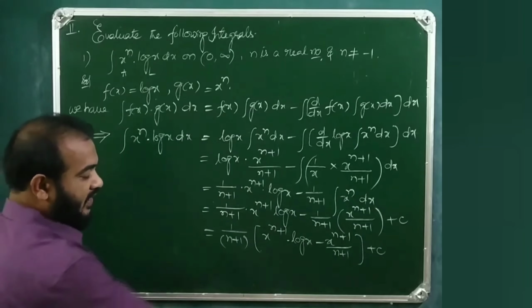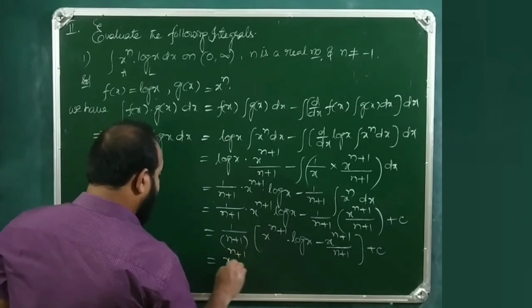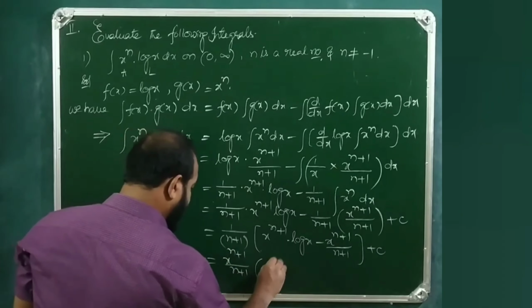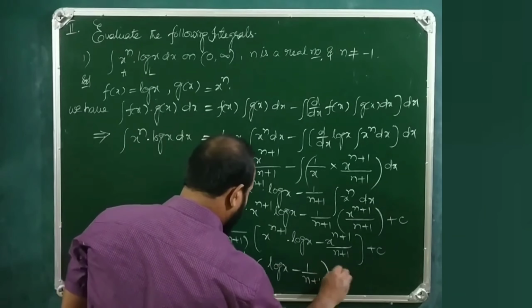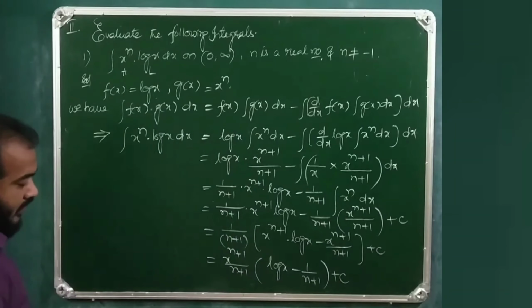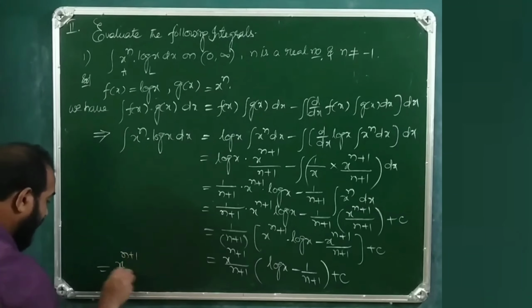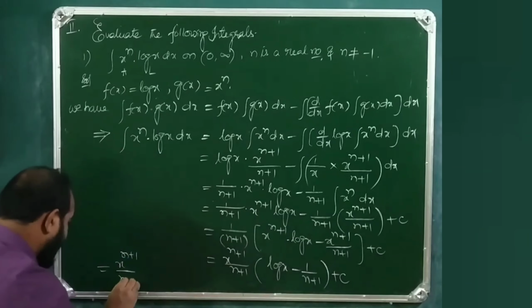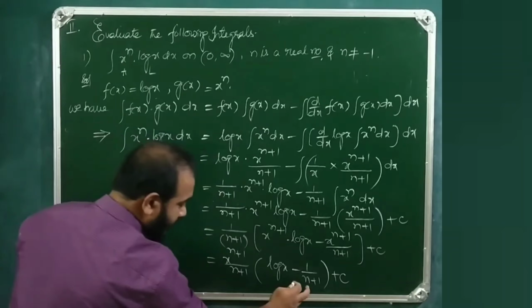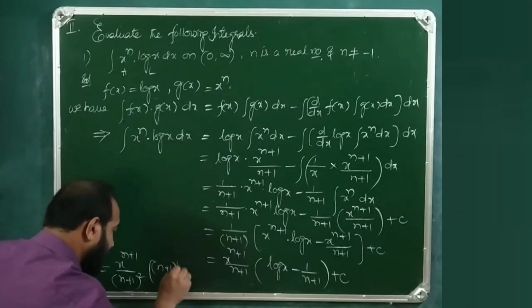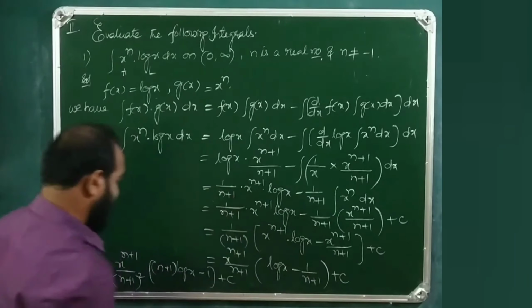So here we can even take x power n plus 1 common in both of them. Therefore x power n plus 1 by n plus 1 into log x minus 1 by n plus 1 plus constant of integration c. And if you take n plus 1 as LCM here, then we will get x power n plus 1 by n plus 1 into n plus 1, which is n plus 1 whole square. So if you take n plus 1 as LCM, then n plus 1 log x minus 1 plus constant of integration c.